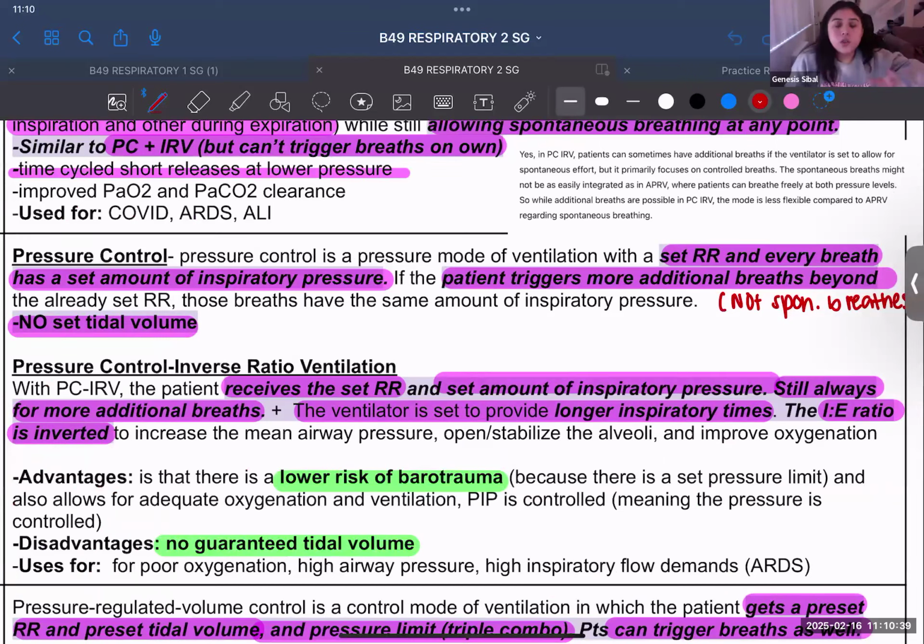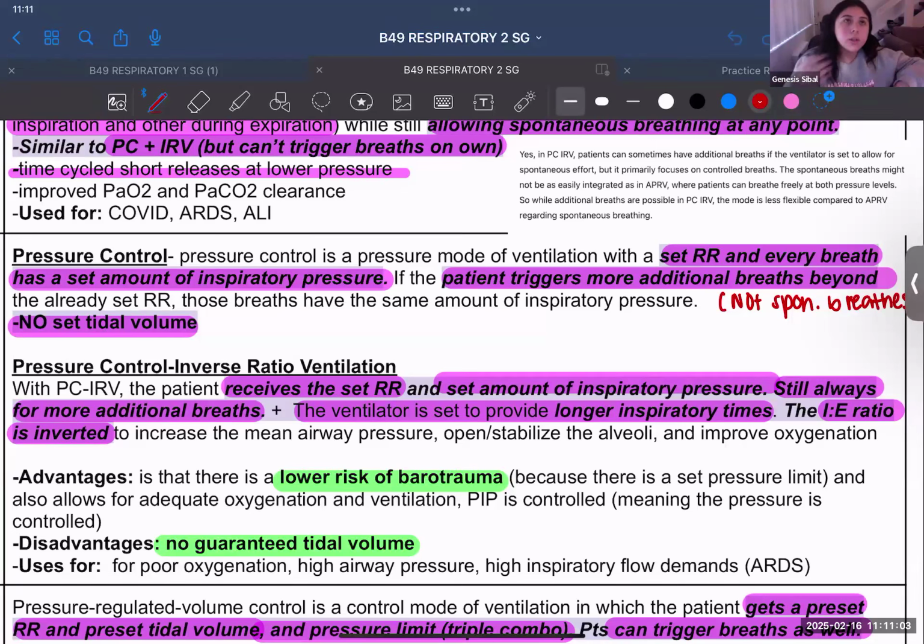So again, it says triggers, right? So they're triggered. They're not spontaneously breathing on their own. It doesn't say spontaneously breathe. It says that they're triggering. Because if I'm controlling the amount of pressure and I have them on a vent, and this is not a weaning mode, that means like with CPAP, they're not spontaneously breathing with this one. It's just saying if the vent triggers them to breathe more, they will get the same amount of pressure.